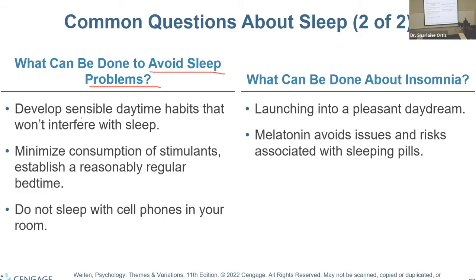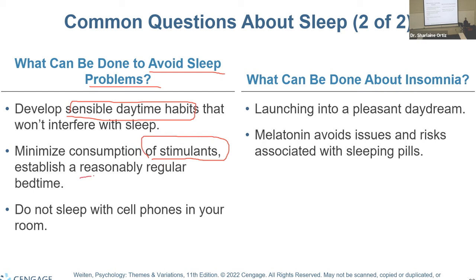Now, the first thing is to develop a sensible daytime habit that is not going to interfere with your sleep. If you're starting to study at 8 p.m., and you know you're going to study for a couple hours, your brain is still going to be active. That's not going to allow you to sleep once you want to lay down. You want to reduce the consumption of stimulants: caffeine, nicotine, hopefully not cocaine, but if you do, don't do it, kids. Don't do it.